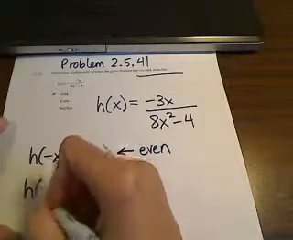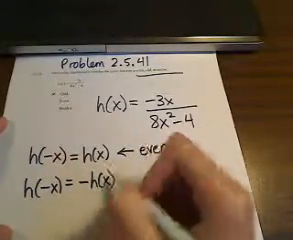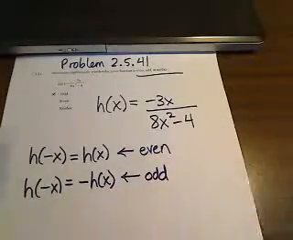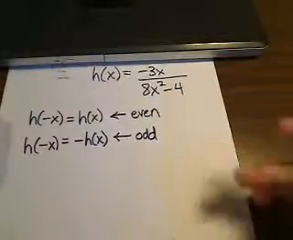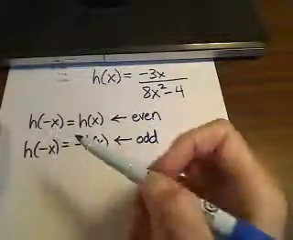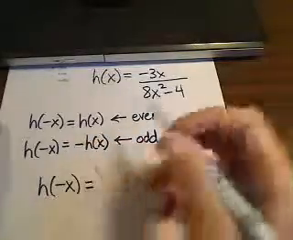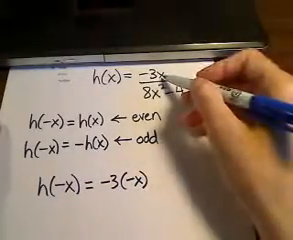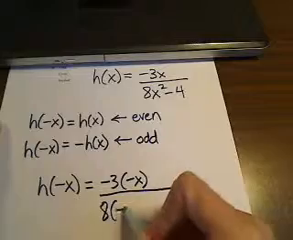Okay, if we evaluate h at negative x and we end up with the opposite of our original function, that's a situation that's odd. So what we need to do to determine if something is even or odd is evaluate it at negative x. If I take my function here and plug negative x in, all I'm doing is everywhere there is an x, I substitute in negative x, and then I will just simplify it.